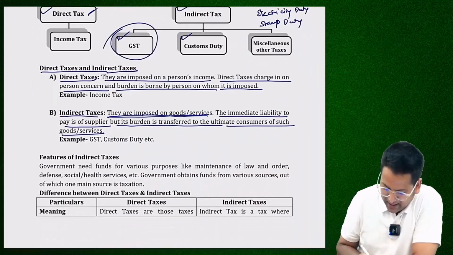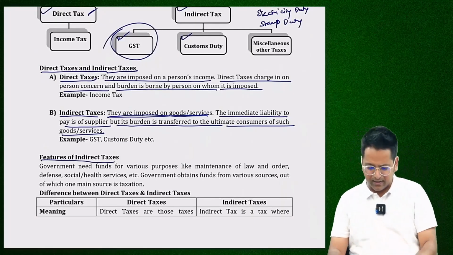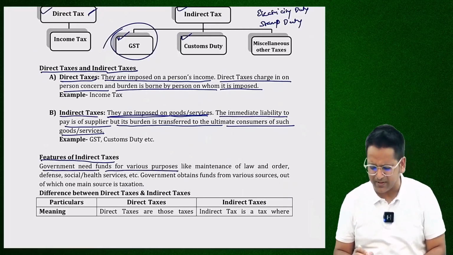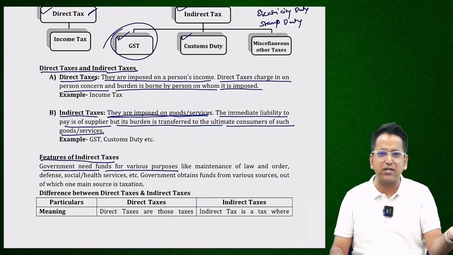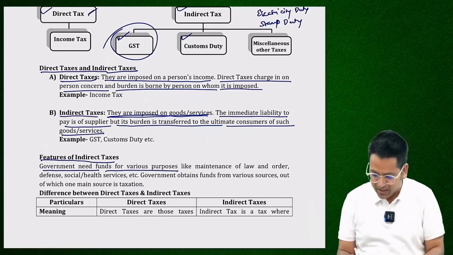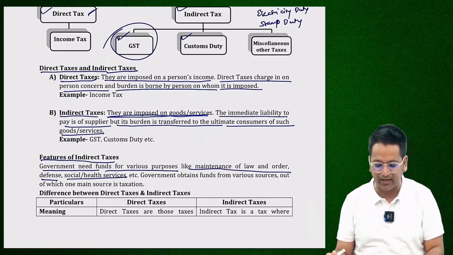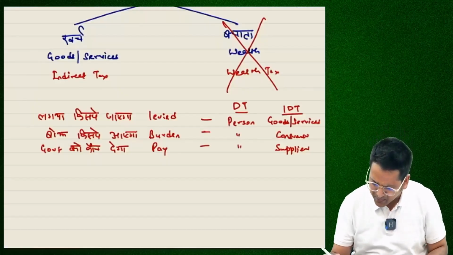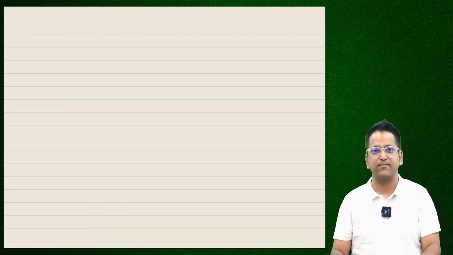Features of indirect taxes. Let's understand the various merits of indirect taxes. Government needs funds for various purposes. Why does the government collect taxes? Well, the government has to run the country's economy. It has to maintain law and order, defense, social and health services. For this, the government needs money. From where do you think the government gets its money? The government gets money from four sources.